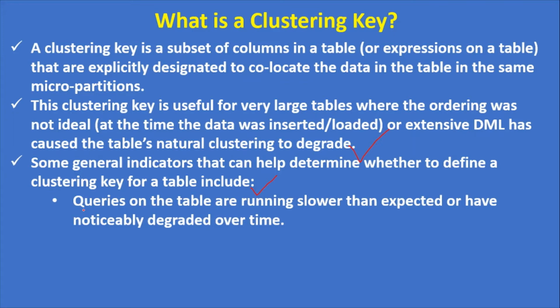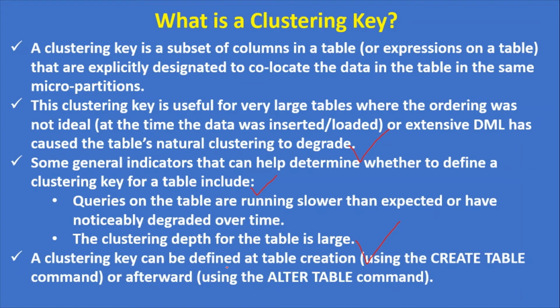For example, over time you notice degradation. Till yesterday it has been running fine, then suddenly today it started running very slow. In that case you observe tomorrow, and if tomorrow it is the same and you feel that performance is not good, then you can go for clustering. And the clustering depth for the table is large. This is also one thing. If the clustering depth for the table is large, then you can go for reclustering, or add more keys to cluster.